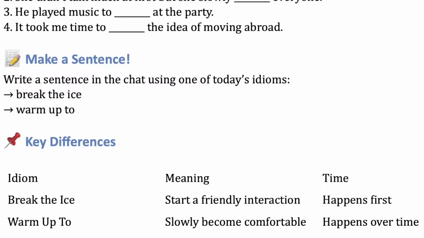Okay, Kadeen, I don't like the idea at first, but I warmed up to it. Good. So, yep, we warm up to people and things, right? So an idea is a thing. So we can use that for things too. Warm up to is for people and things. Kadeen: I didn't like the idea at first, but I warmed up to it. Angela: It takes me a while to warm up to people. Good sentence.